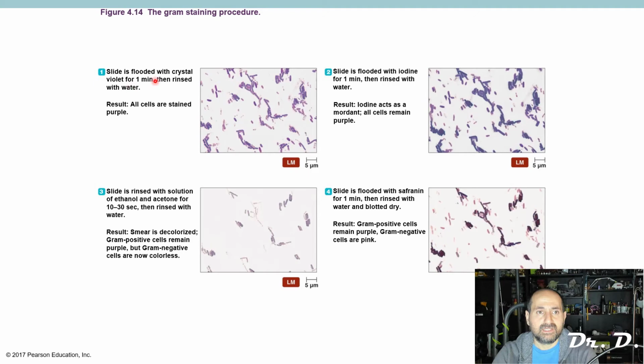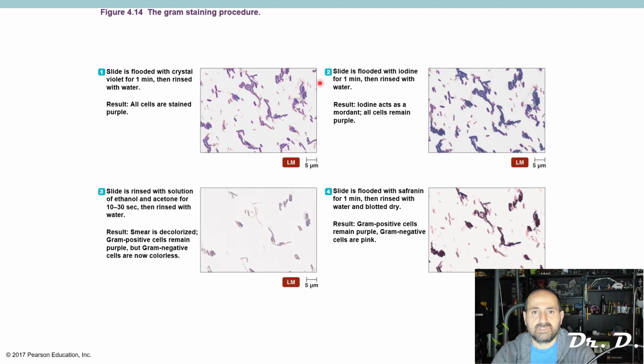The first step is to add crystal violet, which is a purple dye, onto the cells for 1 minute, then rinse. Now look, all cells are stained purple. Why do you think all cells are stained purple? Well, because crystal violet is a basic dye. Basic dyes stain all cells. So let's say I have two different species of bacteria, everything will be purple. Even if some of these bacteria are gram negative, even if some are gram positive, all of these cells will appear purple. Does that make sense? But that's only step one of the procedure.